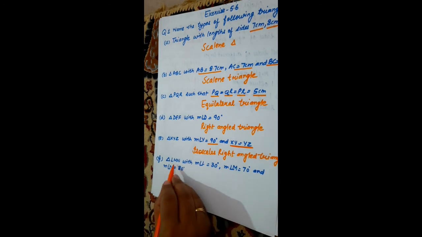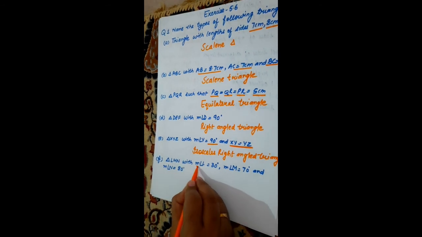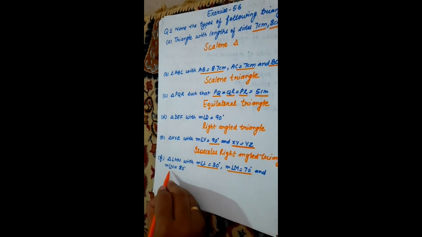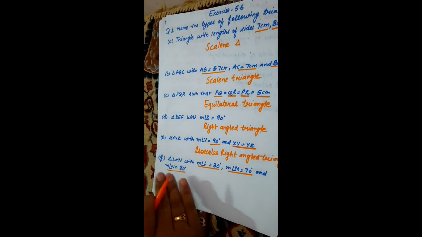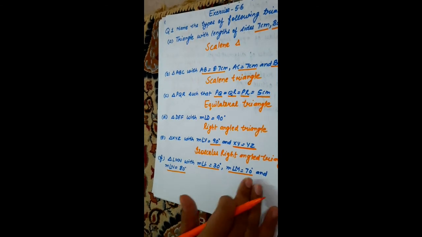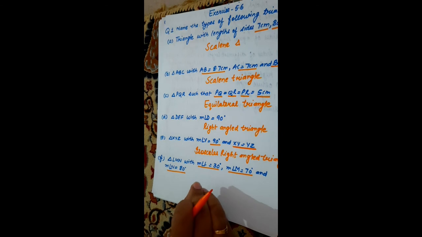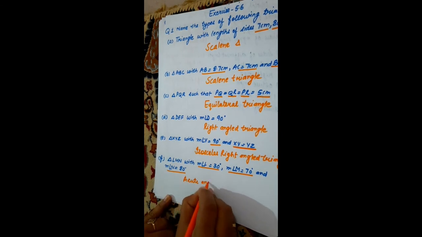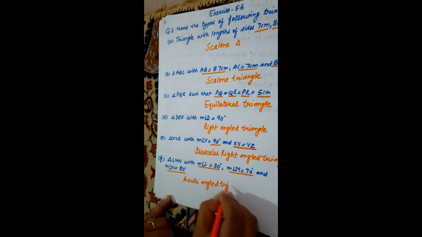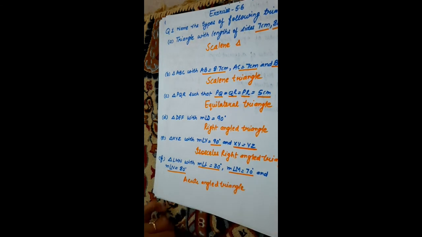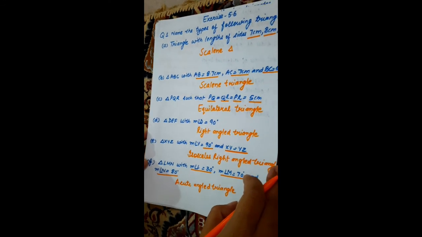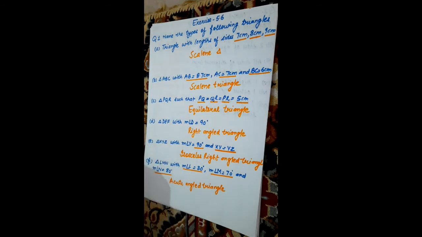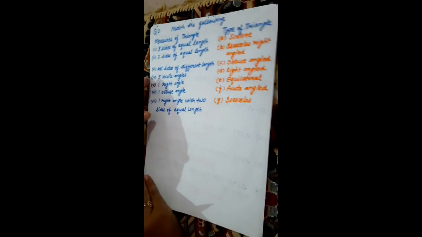Now next you have triangle LMN with measure of angle L 30 degree, measure of angle M 70 degree and measure of angle N 80 degree. As in this question all the angles are less than 90, acute angles, so your triangle is an acute angled triangle. So this is all about question number 1. In this question you have to write the types of the triangles.